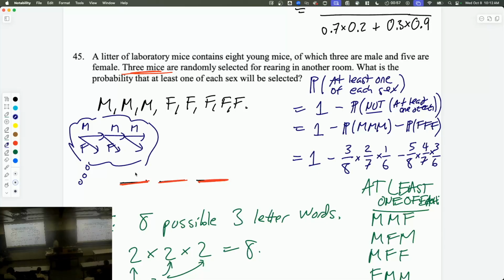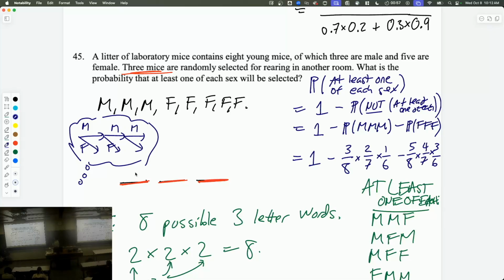But you could also do it by combinations and permutations, like 3, 2, 1 is 3 factorial, and 5, 4, 3 is 5 falling factorial with 3. So you could also write it out in terms of words and just count the number of ways you can make male, male, male with these things. Either way, you should get this as the answer.